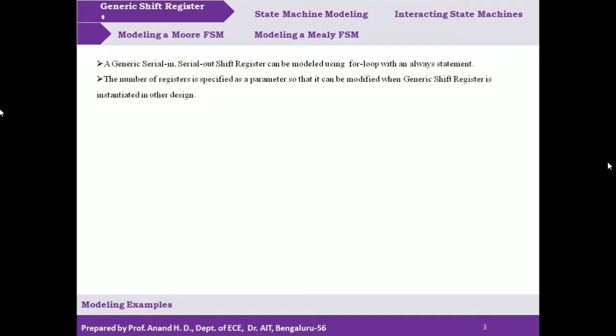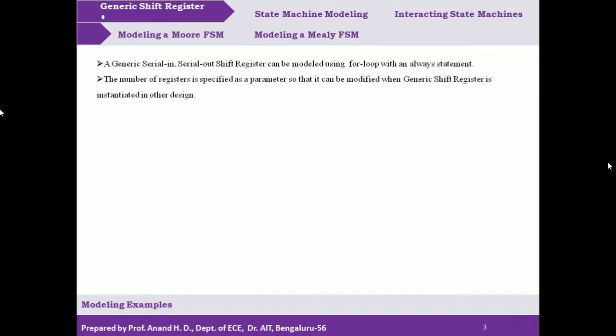A generic serial-in serial-out shift register can be modeled using a for loop with an always statement. We know what a shift register is, right? It is used either for left shift or right shift of the contents in it. So we can model a generic shift register in Verilog by making use of a for loop and an always statement. The number of registers is specified as a parameter so that it can be modified when the generic shift register is instantiated in another design.